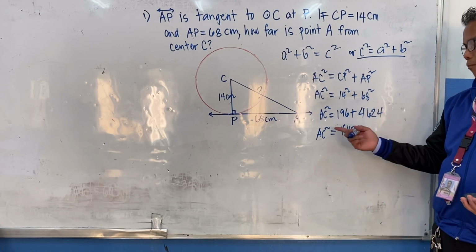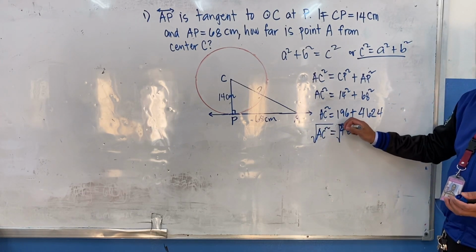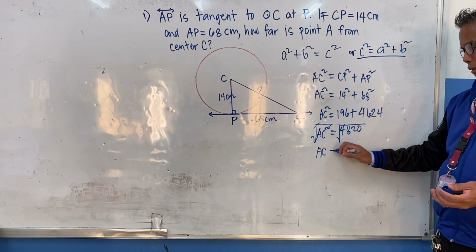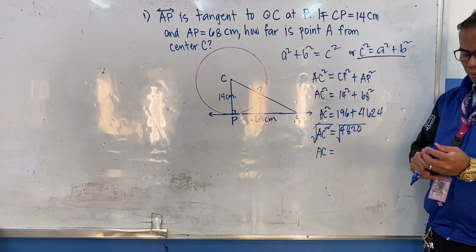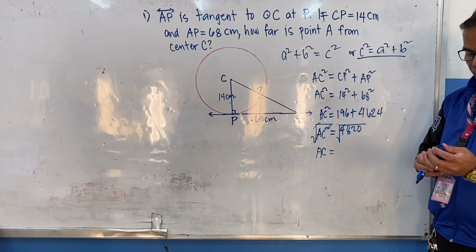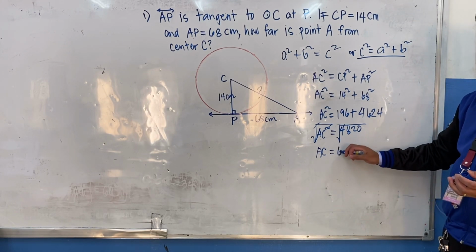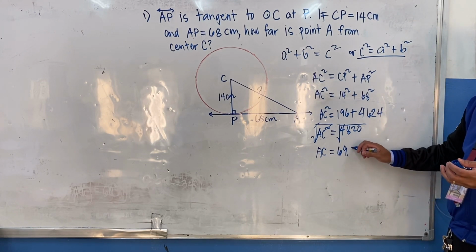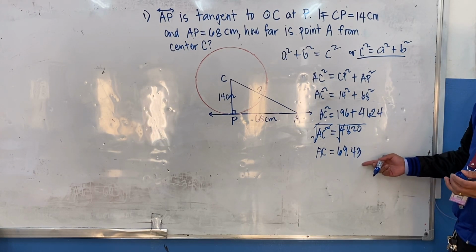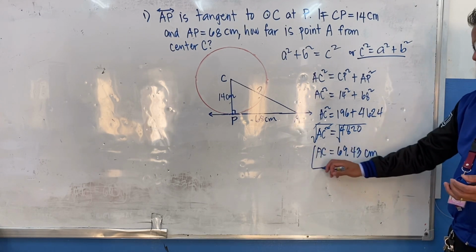So how will you remove the exponent 2? We are going to apply the square root property to both sides of the equation. This cancels the index. What is left is AC equals the square root of 4,820. So the answer is 69.43 centimeters, rounded to the nearest hundredths. So this is now the answer.